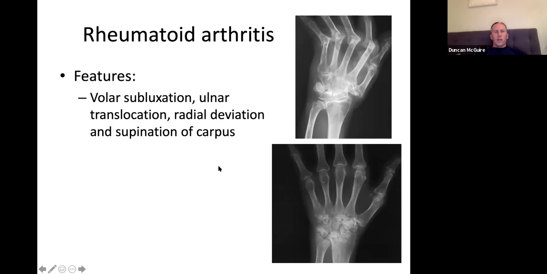So the features that you get in the carpus: it subluxes volarly, you get ulnar translocation, and then the wrist deviates radially, and the carpus supinates. So that's the pattern of collapse in the carpus.